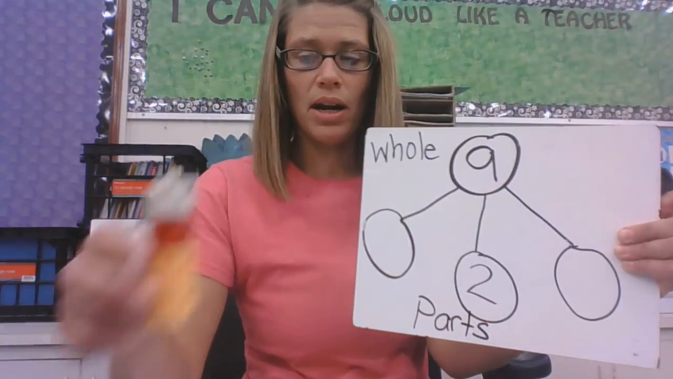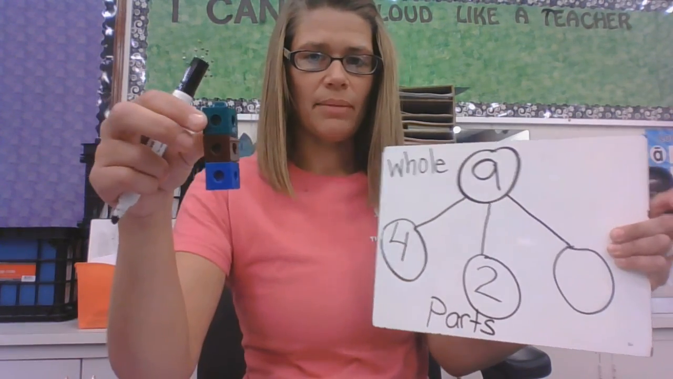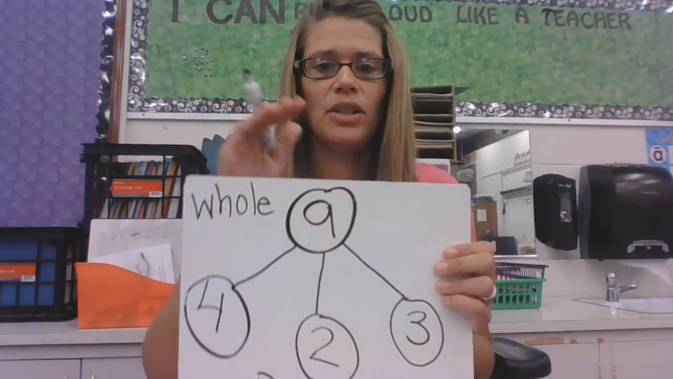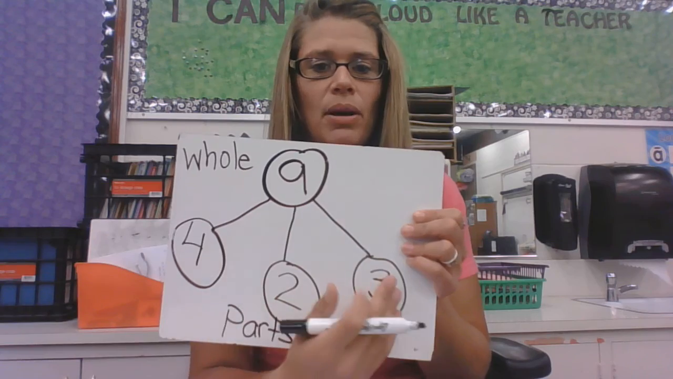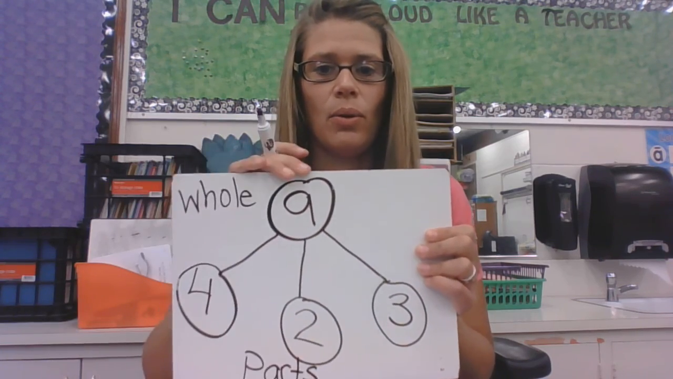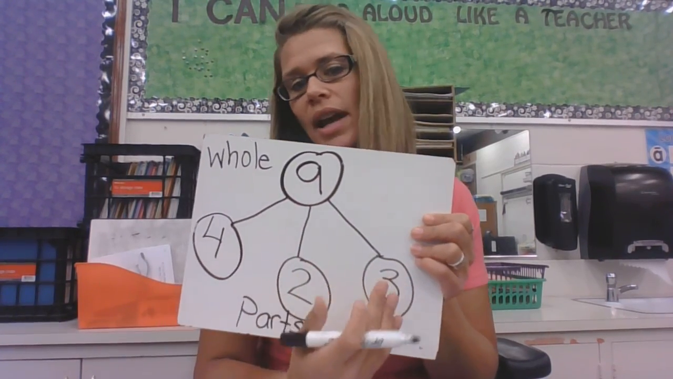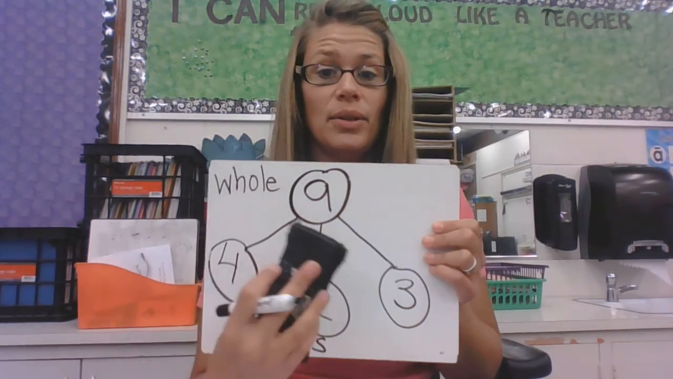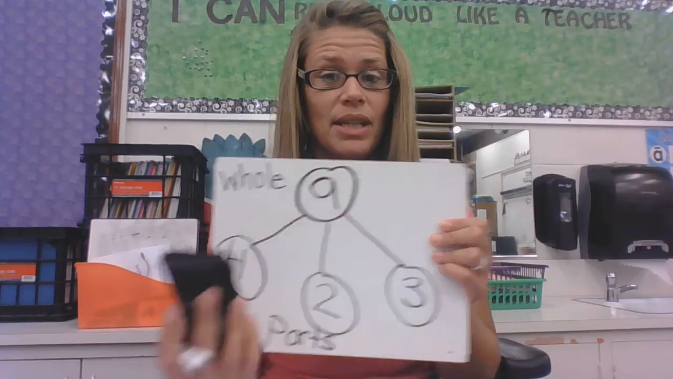I have my part of 1, 2, 3, 4. So I'm going to write my 4 over here. And then I also had a part of 3. So I'm going to write my 3 over there. Okay, so you have your whole and your 3 parts. So I want you guys to write your whole up top and whatever 3 parts you had, write it in the bottom one. Okay, then you can leave your whole the same because we're still going to work with 9.